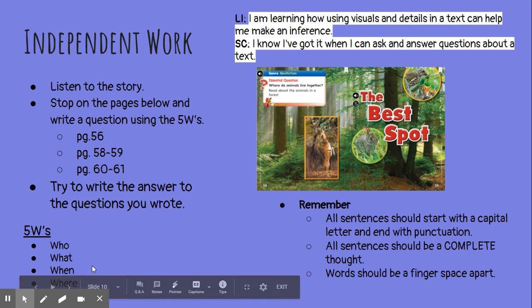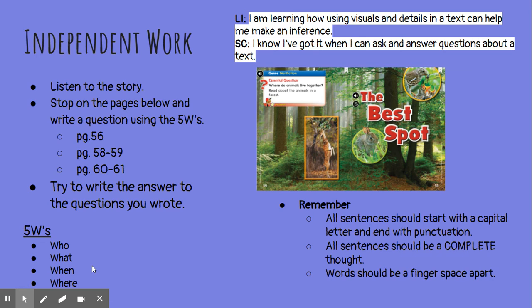So, for your independent work, you are going to be listening to The Best Spot. Make sure to pay close attention to pages 56, 58, and 60. Do you have any questions about those pages? Try to write the answer to the questions that you have. Remember, that's part of our success criteria. Not only can we ask, but we can also answer.